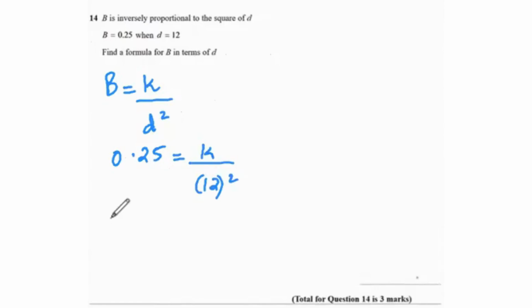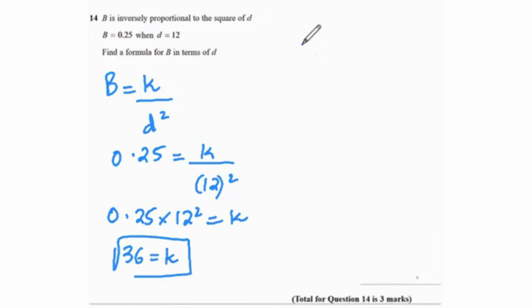Now it says b is inversely proportional to the square of d. It's the same thing, but what we are changing now is that the denominator is going to be d squared. We're still dividing k by d squared, but the only thing that has changed are the variables. b is 0.25 when d is 12. So 0.25 equals k over 12 squared. 0.25 times 12 squared is going to give us 36. We have the value of k, so b equals 36 over d squared.